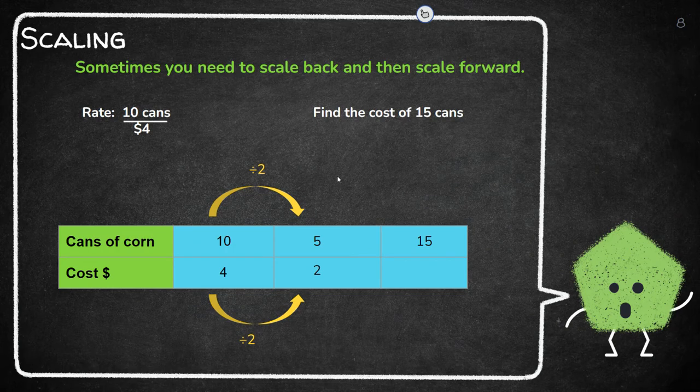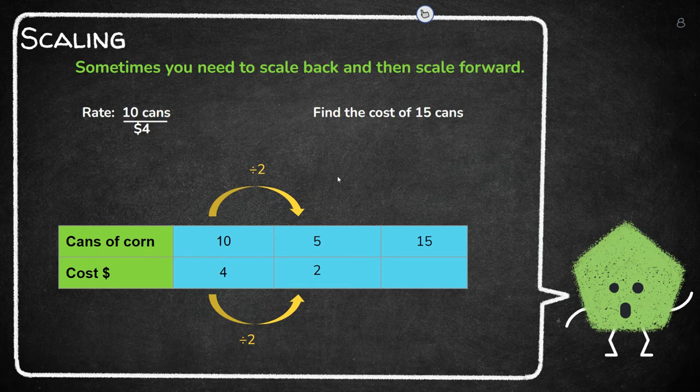All right. So I can't, like the other table, go from the first ratio to the last ratio. I can't in this one. 10 doesn't go to 15. But now I have a new ratio that is equivalent. It's worth the same amount. 5 cans for $2. If I bought 10 cans, it would cost me $4.